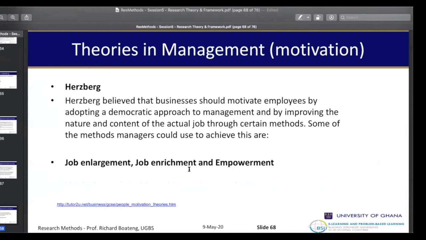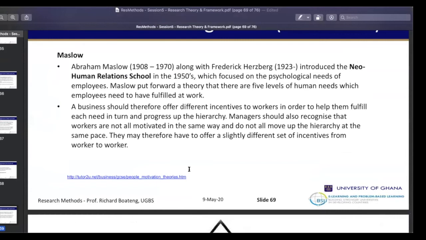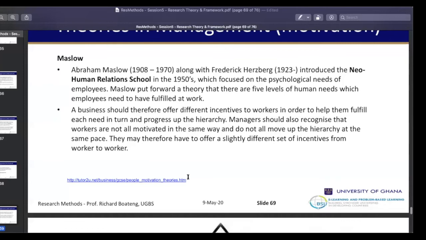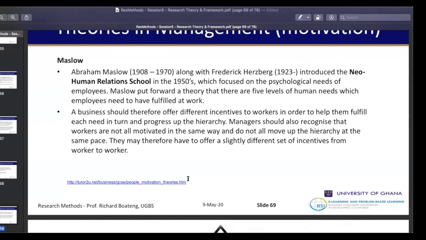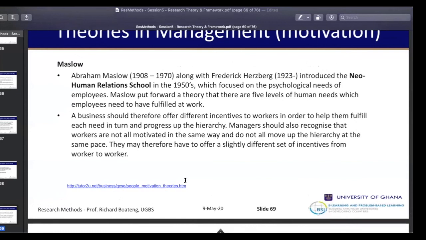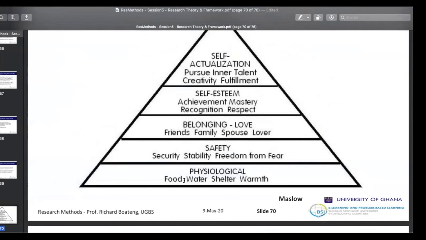Maslow's hierarchy of needs, we know about that one, which is coming from the neo-human relations school, you see. And it's focused on the psychological needs of employees. Maslow put forward a theory that has 5 levels of human needs, which employees need to have fulfilled at work. A business could therefore offer different incentives to workers in order to help them fulfill each need in turn and progress up the hierarchy. So you have this one here: physiology, safety, belonging, self-esteem, and self-actualization.